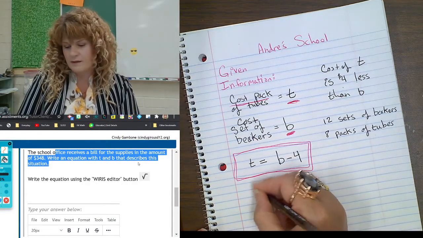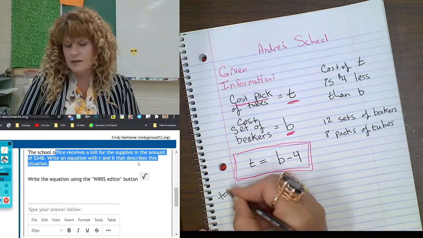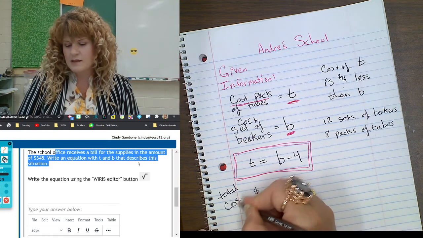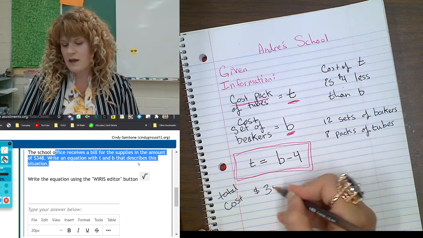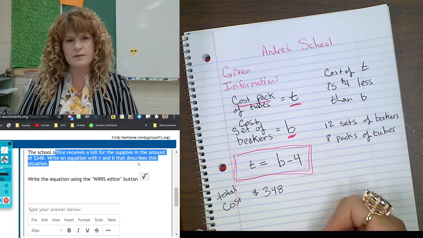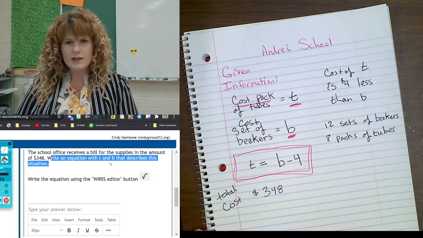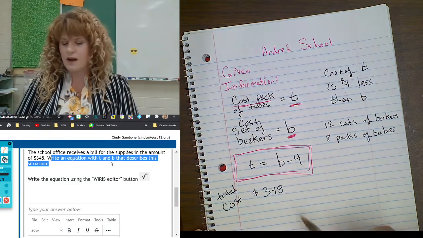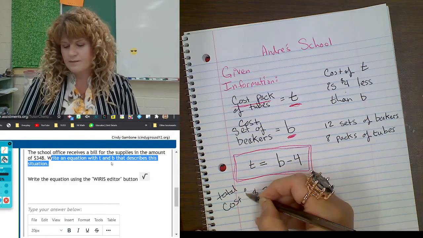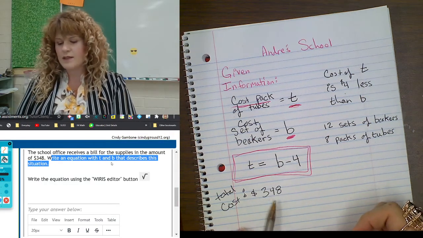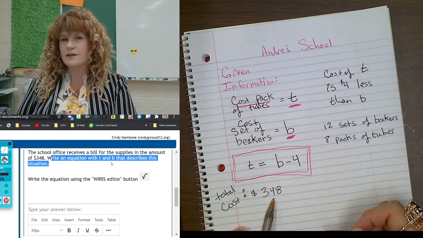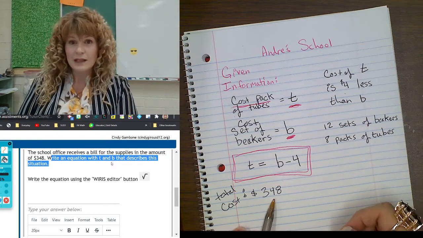Next problem. The next problem says, the school office receives a bill for the supplies in the amount of $348. We need to write that down. So total cost for all of the supplies is $348. And they say, write an equation with T and B that describes this situation. Okay, how can you say, what did we get for $348 in terms of T and B?